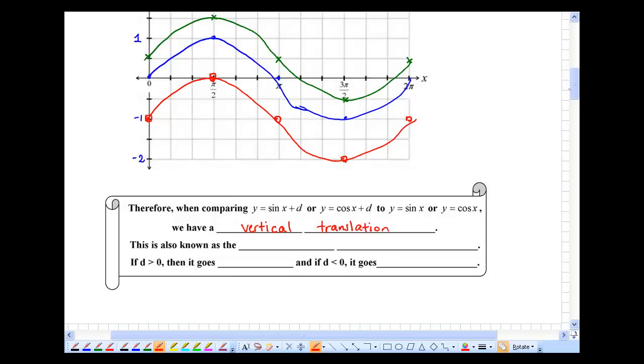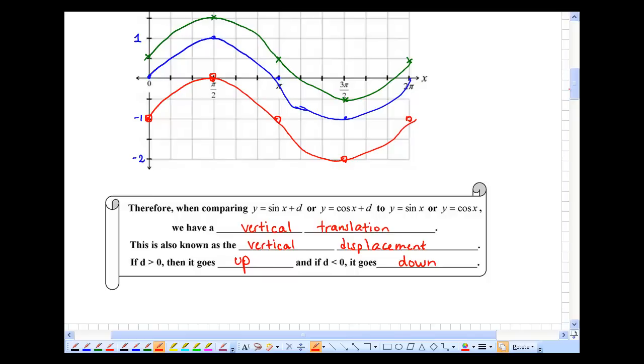Now in the trigonometry world, there's a special name for this vertical translation. They call it the vertical displacement. This is the terminology they use in trig. Don't ask me why they changed it. Maybe it sounds more sophisticated. Now notice if d is bigger than 0, then of course the graph goes up. And if d is less than 0, the graph goes down.